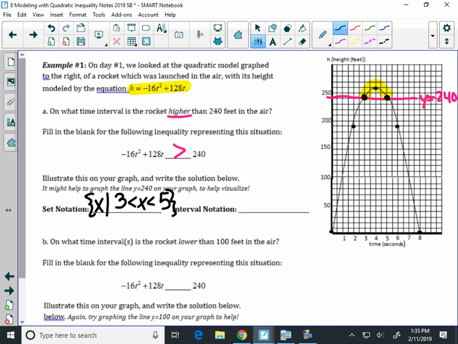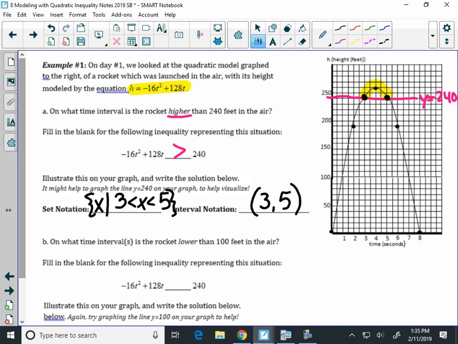Now what do I write for interval notation? Parentheses or brackets? Parentheses, 3, 5. All right, pretty easy so far? Great. Now, what if I said on what time interval is the rocket lower than 100?